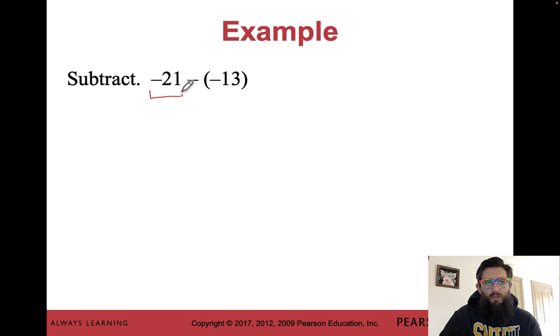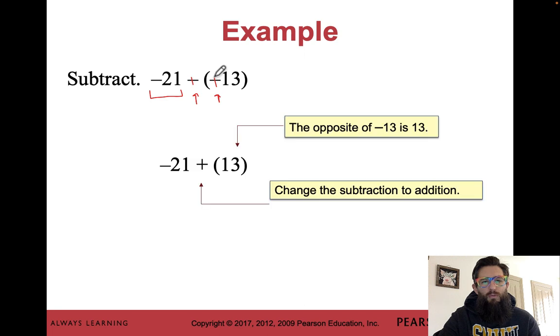Now here we have negative 21 minus a negative 13. This first term is negative, which is slightly different than the first example. Here we have the subtraction of a negative. Sometimes you'll see me do notation like this. However, if we follow the sequence, we make the opposite of negative 13 positive 13, and then it ends up being negative 21 plus 13.